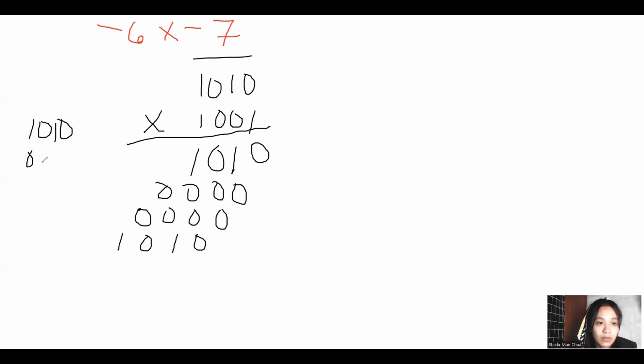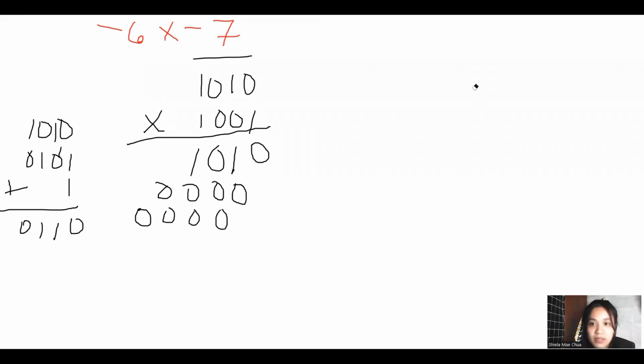So it will become 0, 1, 0, 1, then add 1. 1 plus 1 is 1, 0. 1 plus 0 is 1. Bring down 1 and bring down 0. So let me erase this part and make it 0, 1, 1, 0.